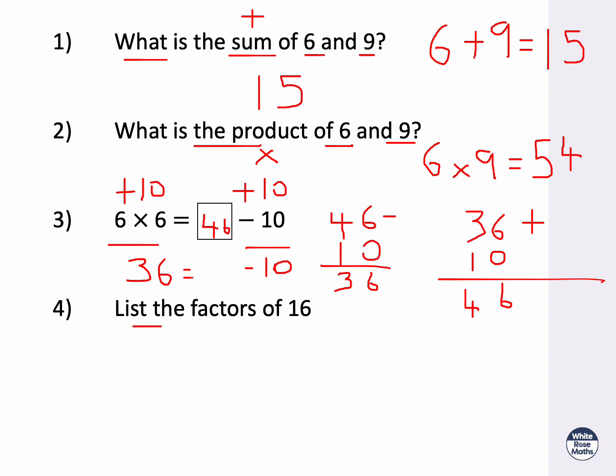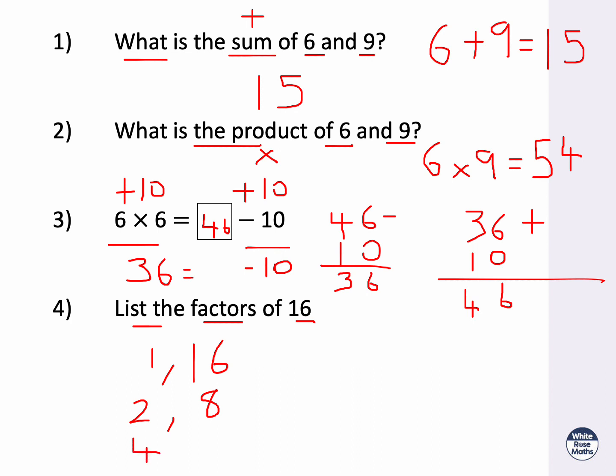Question number 4, list the factors of 16. Now, a factor in maths means a number that goes into another number without any remainder. As an example, 1 and 16 are factors, because 1 times 16 equals 16. So 1 goes into 16 16 times, and 16 goes into 16 once. So 1 and 16 are my factors. The next one will be 2 and 8. These are what I call my factor pairs. 2 times 8 equals 16, or 8 times 2 equals 16.